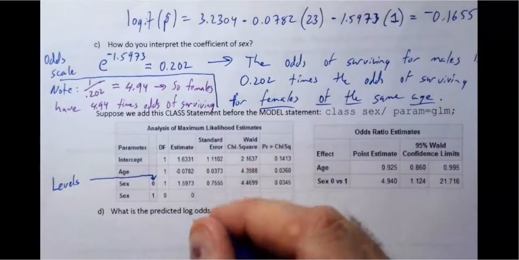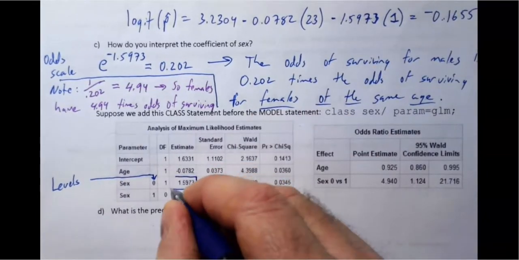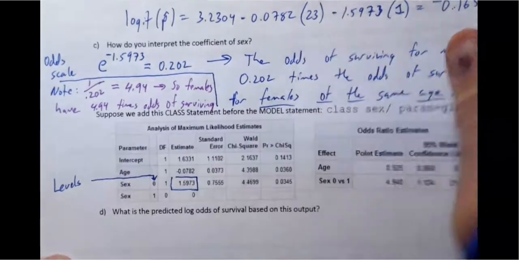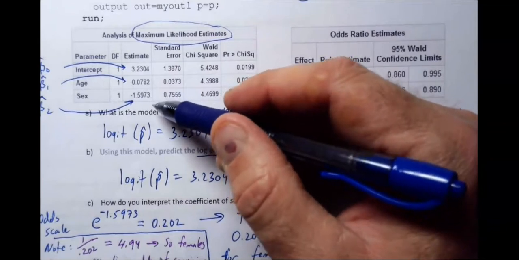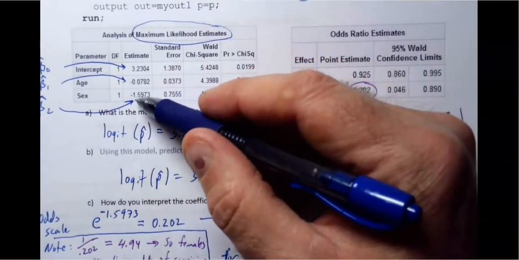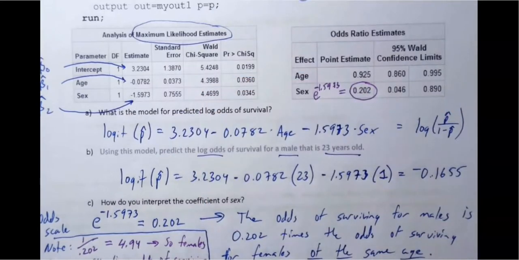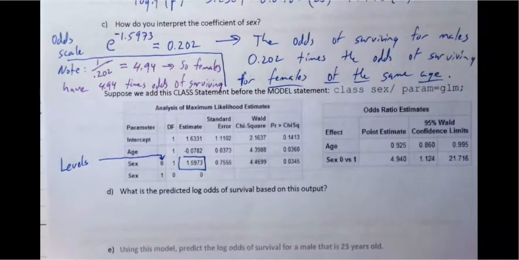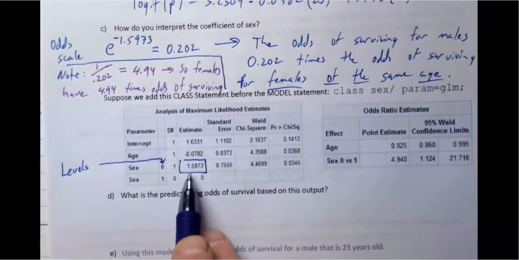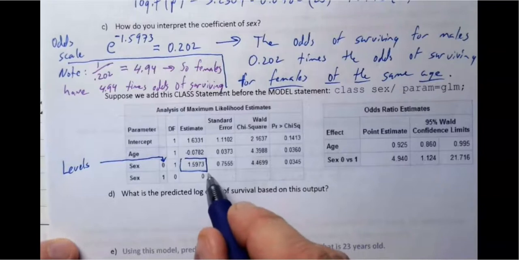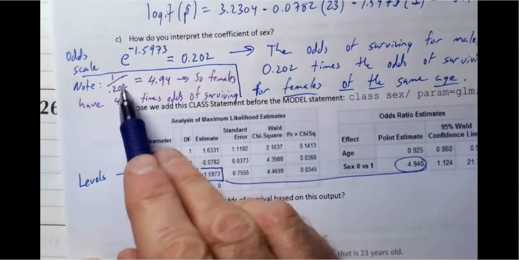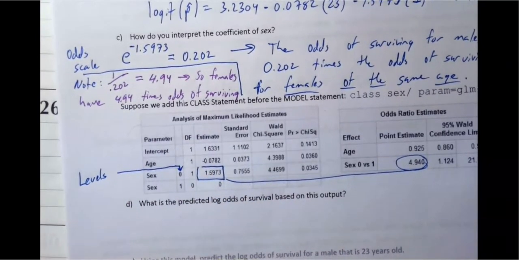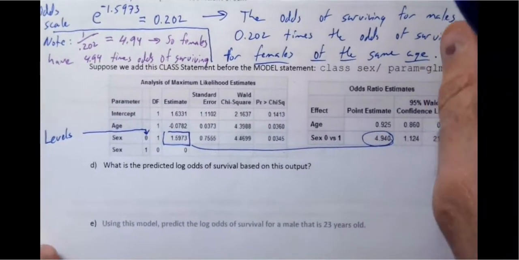And notice that the estimate for females is just the negative of the estimate for males, which makes sense if you think about it. If you remember what exponentiating a negative value does, it puts it in the denominator, it flips it around, the reciprocal. So that's what's happening here. And so if we exponentiate that, we get 4.94, just like we said we would get up here if we take 1 over 0.202. So you have to be careful. Make sure that you understand what the reference cell is in the model that you're fitting.